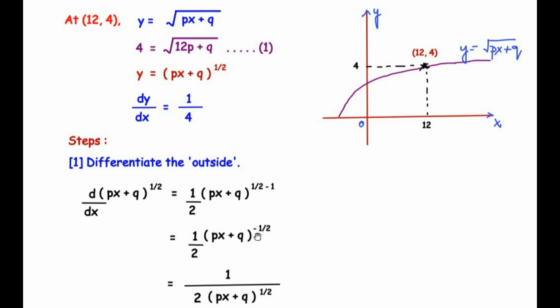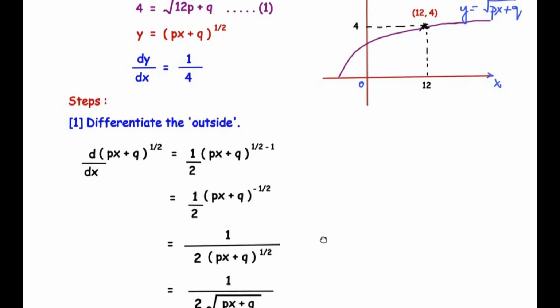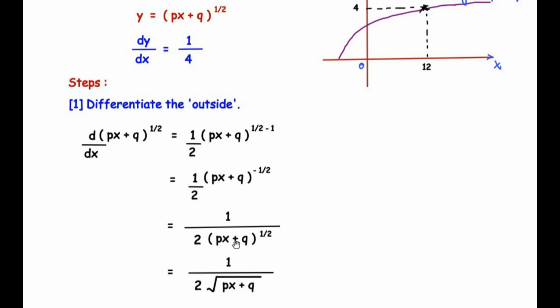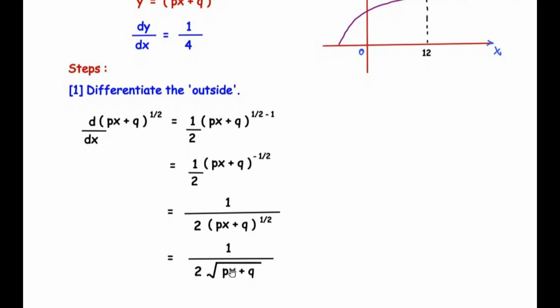Now since this is a negative power, let us take it to the denominator. So we get here 1 over 2 times, in the denominator, px + q. Now the power changes to positive power, that is positive 1/2. Now we know that the power 1/2 represents the square root, so we are going to get it back into the original format. That was 1 over 2 times square root of px + q.